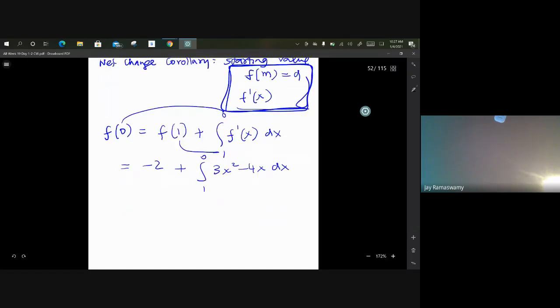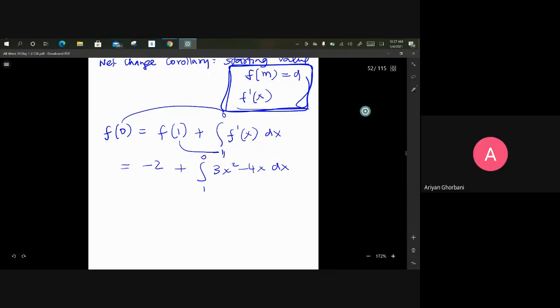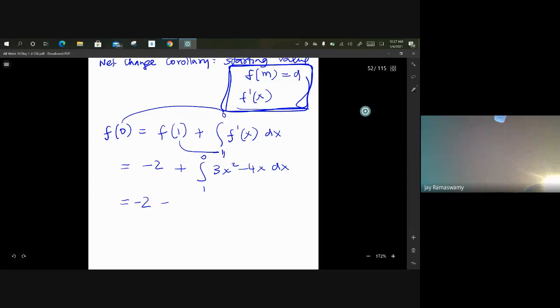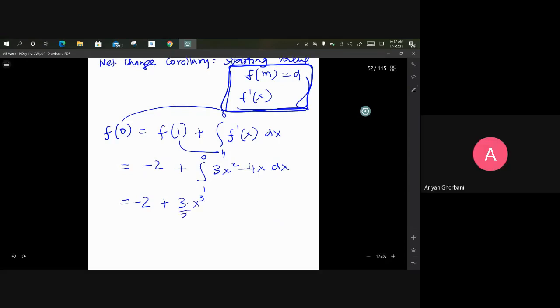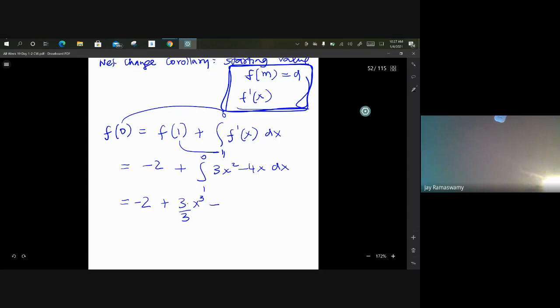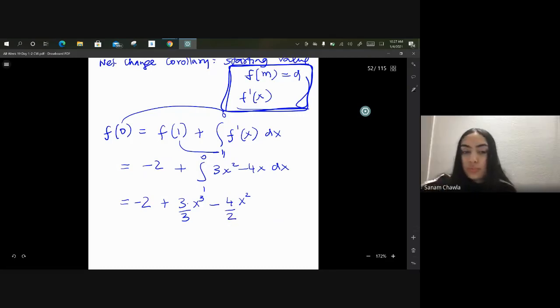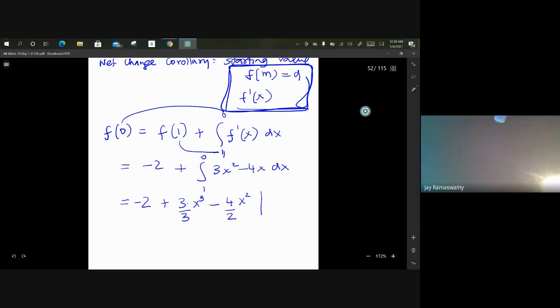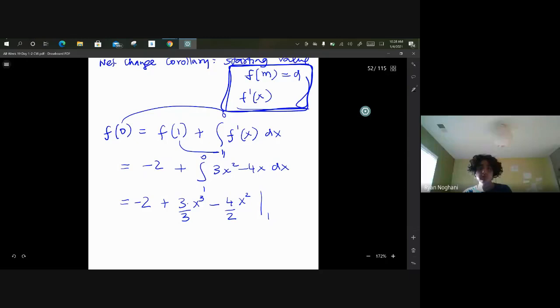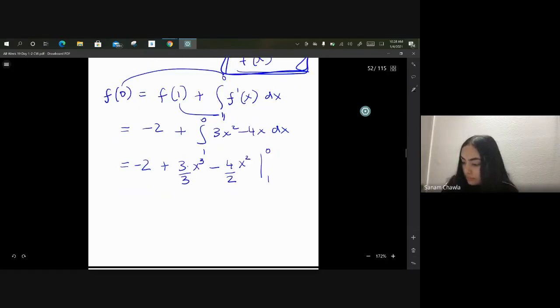Can we just integrate? It's an integration symbol. Yeah. So bring down the -2. Guys, bring down the -2. Okay, what's the integral of 3x squared? x cubed. 3x cubed over 3. Is everybody okay there? What's the integral of 4x? Negative 2x squared. Lower limit, 1. Upper limit, 0. Okay, let's actually do this.